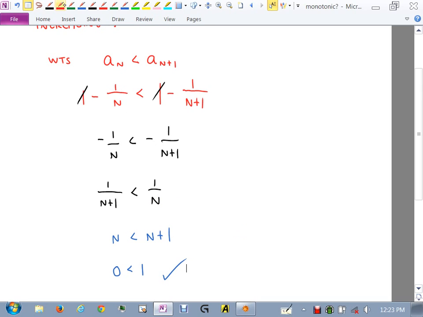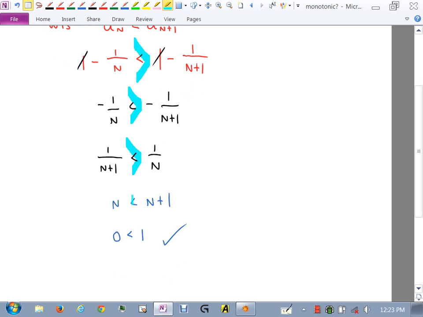Now, just for the sake of demonstration, what if I thought it was decreasing? What would have happened here is this symbol would have been the other way around, right? Then this symbol would have been the other way around. Then this, and this, and this would have been the other way around. And our final conclusion would be that 0 is bigger than 1. And that meant it's not decreasing.